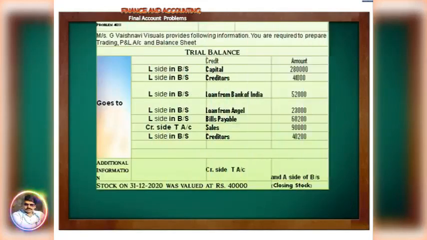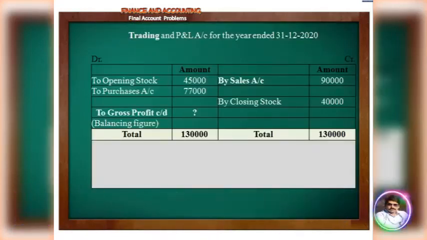Now coming to the credit side. We have capital, creditors, loan from Bank of India, loan from Angel, bills payable, all are liabilities. So they go to the liability side of the balance sheet. Sales is an income, so it goes to the credit side of trading account. Creditors are also liabilities, we have to pay them now. So it's a liability going to the balance sheet liability side. So let's draft, one more item is there. Credit side, we have the closing stock, credit side of trading account, as well as asset side of the balance sheet.